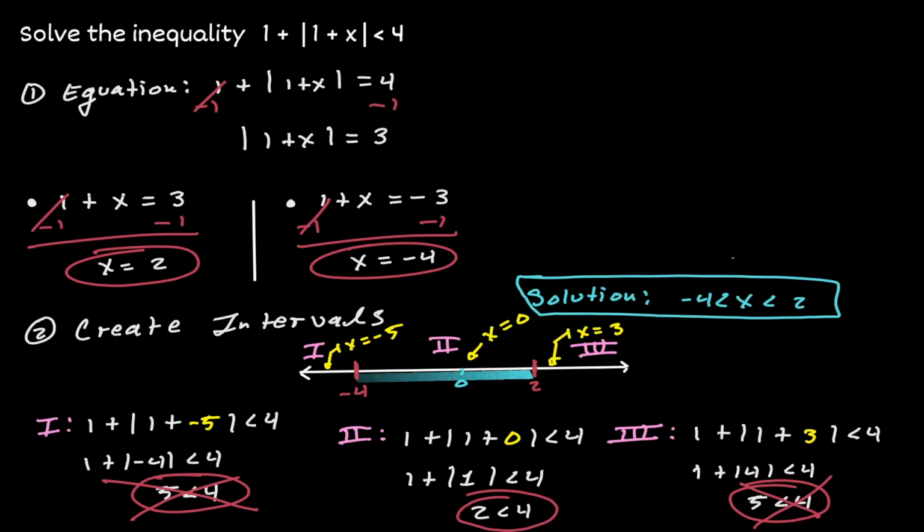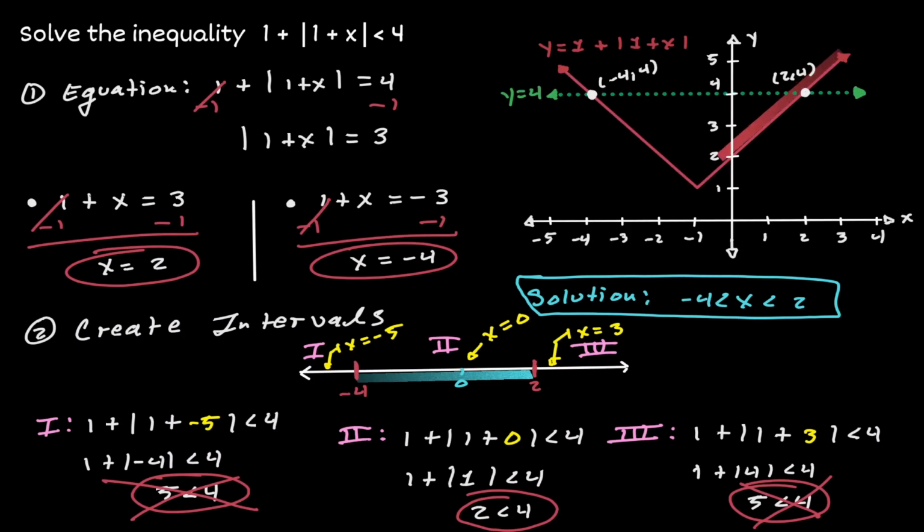Now let's visualize our result. In this graph, the red lines represent the equation of 1 plus the absolute value of 1 plus x. And this green dotted line represents the line of y equals 4, which is the right-hand side of the inequality. So if we wanted to find the solution for when 1 plus the absolute value of 1 plus x is less than 4, we want to see when the equation of the absolute value is below the line y equals 4. And notice that that is happening here in blue.